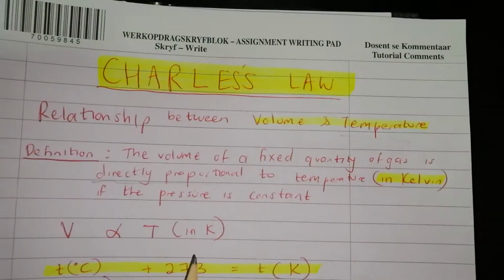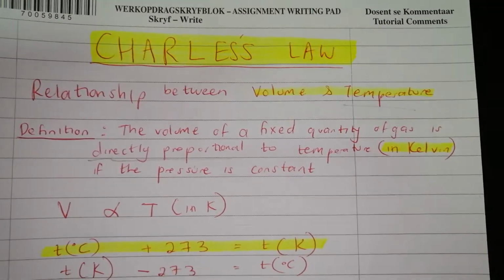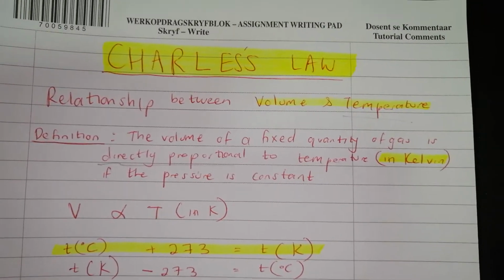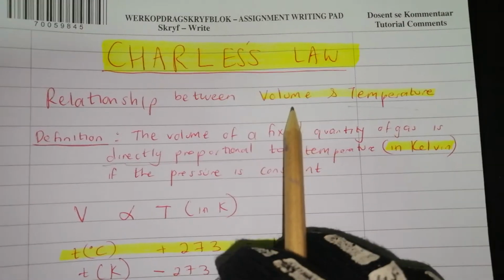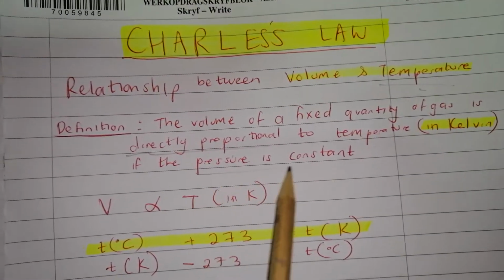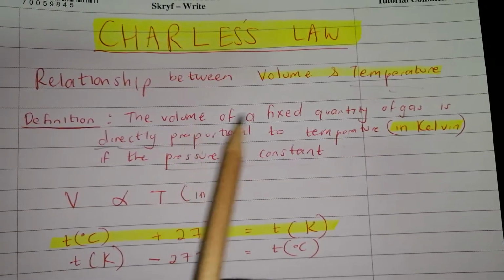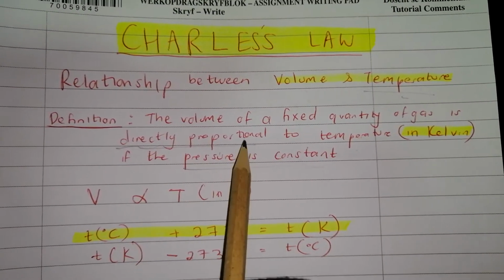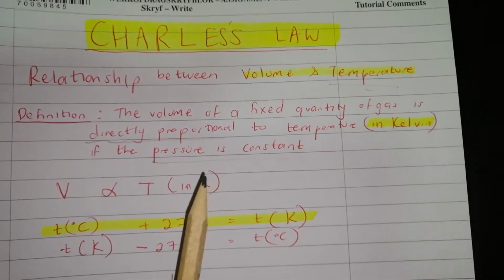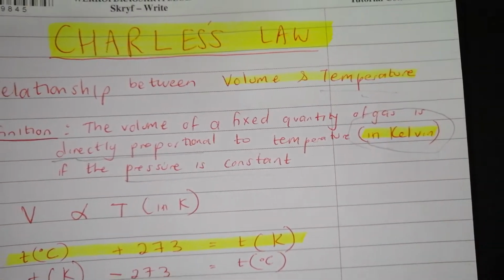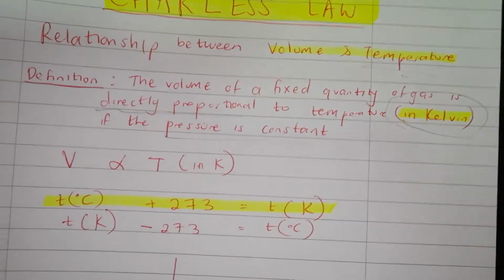Now, if you remember, Boyle's law was volume and pressure is inversely proportional when temperature is constant. But since Charles' law is dealing with volume and temperature, now pressure is constant. Now, the catch is that volume and temperature is only directly proportional to each other if the temperature is measured in Kelvin. Now, what is Kelvin first of all?